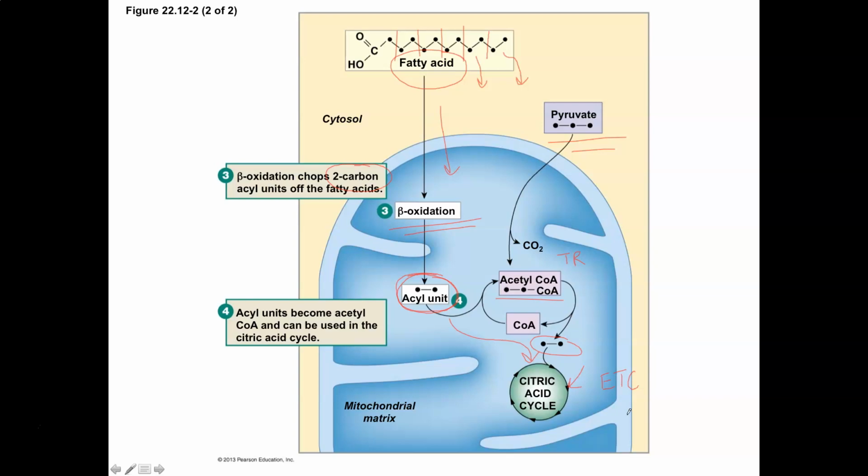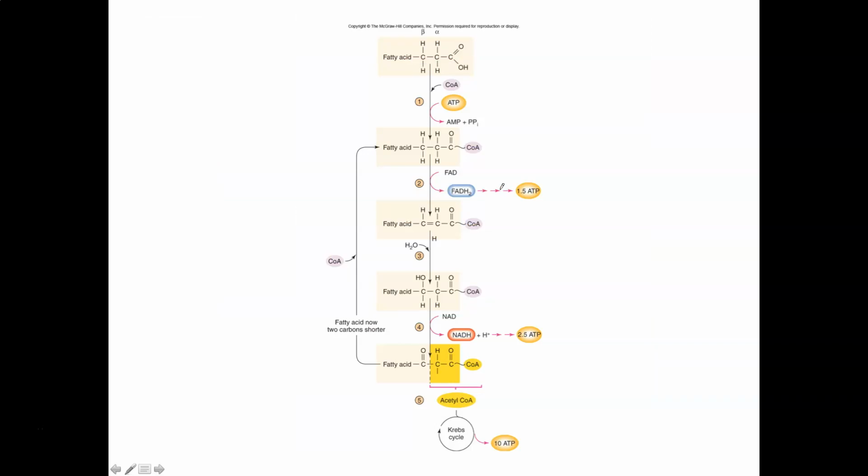So how does this beta oxidation actually work? Let's take a look at the process of beta oxidation that's going to be taking place inside the mitochondrial matrix. So what you're looking at here is the reactions that are taking place in the mitochondria. So this is the mitochondrial matrix.